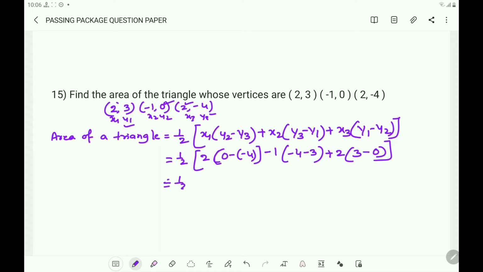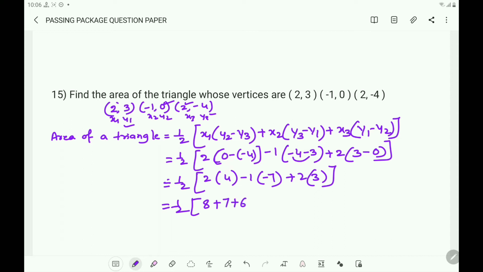Then that equals half into 2 into (0 minus minus 4), which is 4. Then minus 1 into the sum of these two, minus 4 and minus 3, which is minus 7. Then plus 2 into (3 minus 0), which is 3. Then you write half into (2 fours are 8, plus 1 seven is 7, plus 6), that equals half into (8 plus 7 is 15, 15 plus 6 is 21), 21 by 2, that is 10.5 units. 10.5 units, that is the area of the triangle.